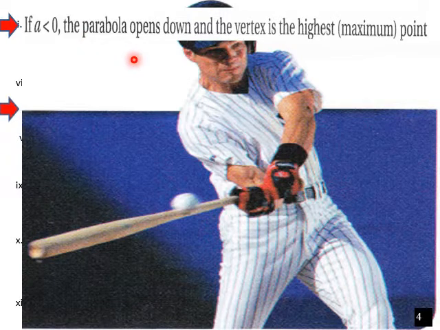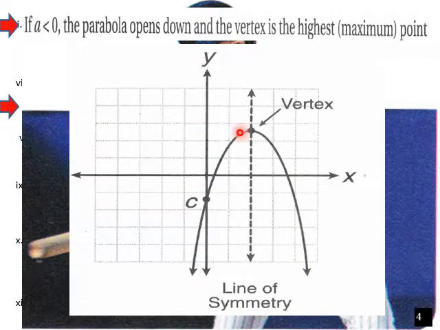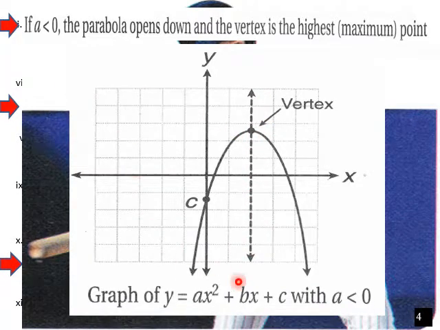If a is negative, the parabola opens down. This is what your parabola looks like if a is negative. And the vertex would be the highest or the max. This would be your max here if a is negative. That would be what your parabola would look like. And then here's a line of symmetry here for that. A less than 0, A would be negative.